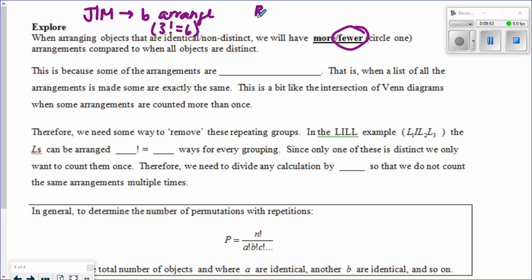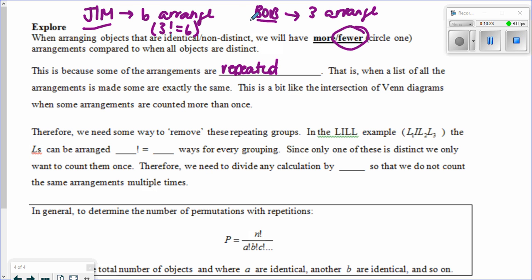But when we had Bob, we only had 3 possible ways to arrange. So we have the same number of letters, 3 letters, 3 letters, but these are all distinct. This one has a repeat. So we have fewer arrangements compared to when all objects are distinct. This is because some of the arrangements are repeated.